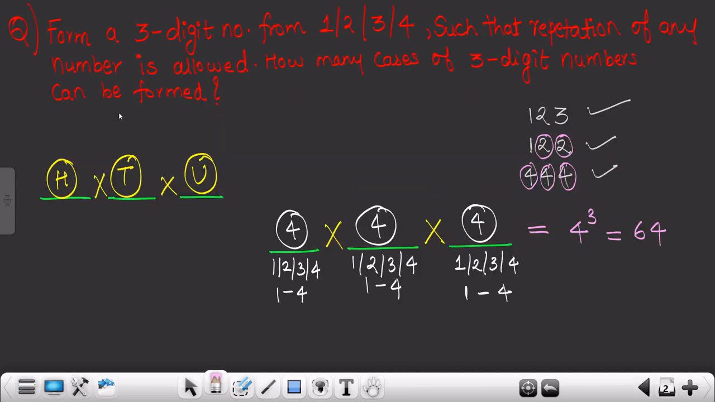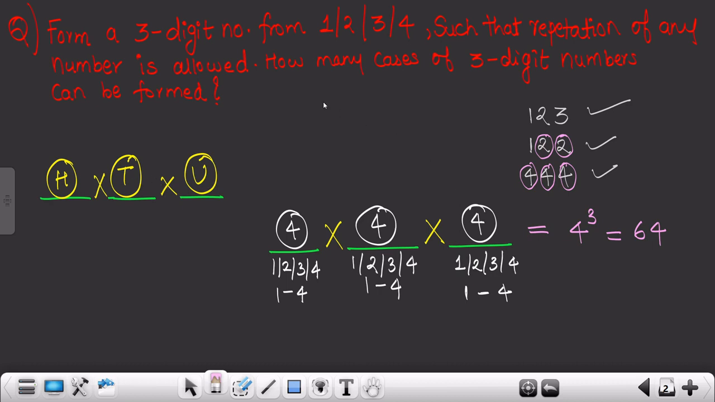We took one question: form a 3-digit number from 1, 2, 3, 4 such that repetition of any number is allowed. How many cases of 3-digit numbers can be formed? We understood what repetition of a number is. In 1, 2, 3, none of the numbers is repeating. In 1, 2, 2, the 2 is repeating 2 times, but this is a valid case. Similarly 444 is also a 3-digit number, with 4 coming 3 times. To form a 3-digit number we require unit place, tens place and hundreds place, and that's why we multiply all of them.